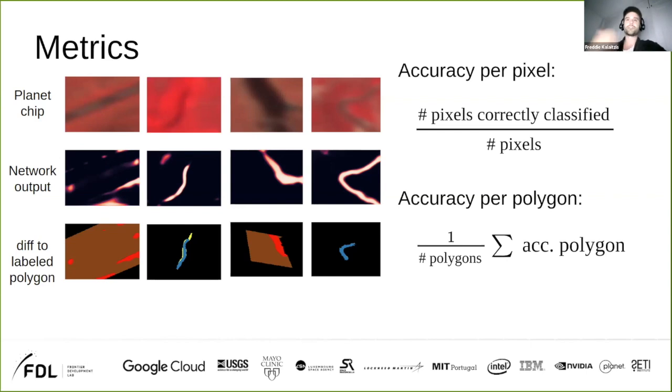And here I'm kind of repeating the same story. Let's say in the top row, we've got Planet imagery. Chip is basically another word for a patch.